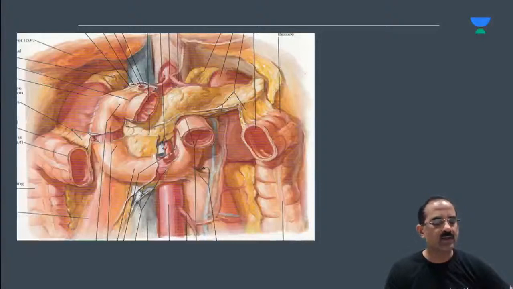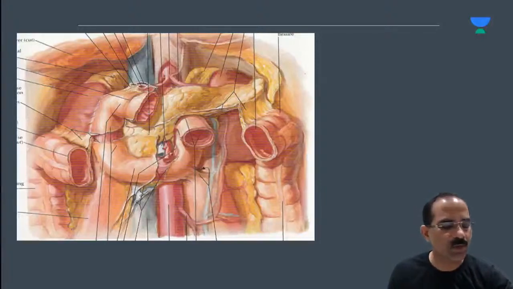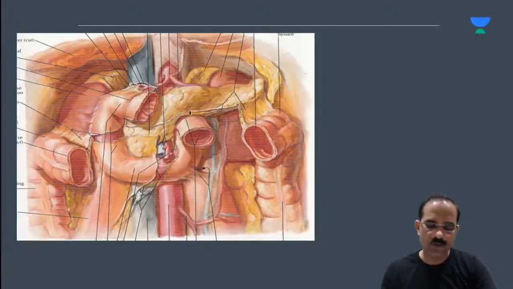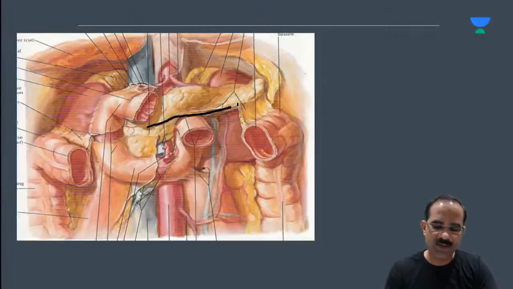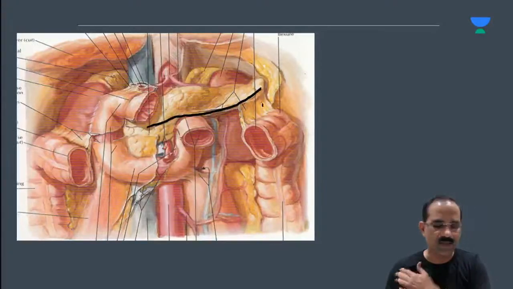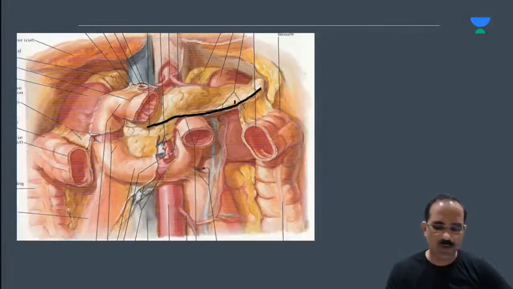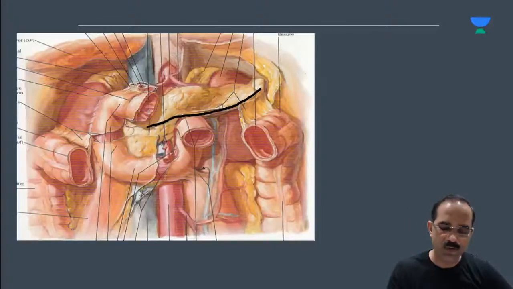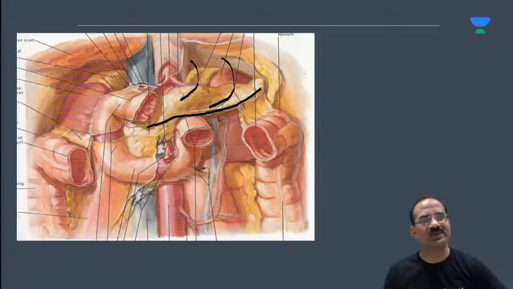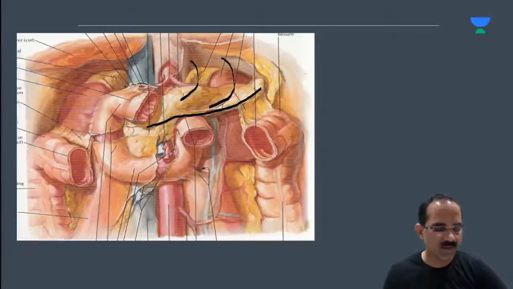Now, anterior relations of the body. Yes, anterior relations of the body is going to be what? Anterior relations of the body of the pancreas would be, ye dekho kaun hai? Who's this? The transverse colon and the transverse mesocolon. Yes, anterior relations of the body of the pancreas will be the transverse colon and transverse mesocolon, and the stomach. The stomach.